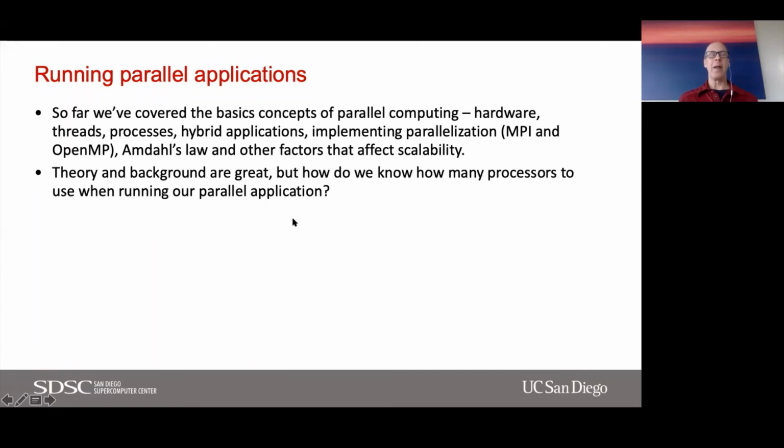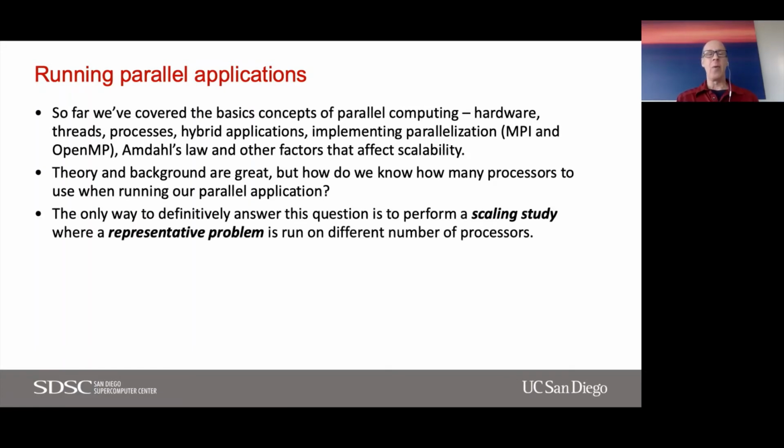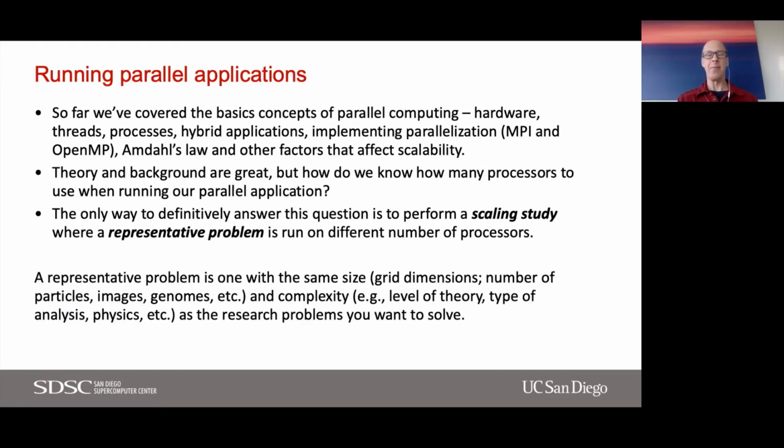All right, so getting back to running parallel applications, all this theory and background is great. You really need to know this, even if you are, say, a PI who doesn't touch hardware or computers anymore, but you need to write that allocation proposal. You need to know all this stuff. But how do we know how many processes to use when we're running our application? The only way to definitively answer this question is to perform what we call a scaling study, where a representative problem is run on different numbers of processes.